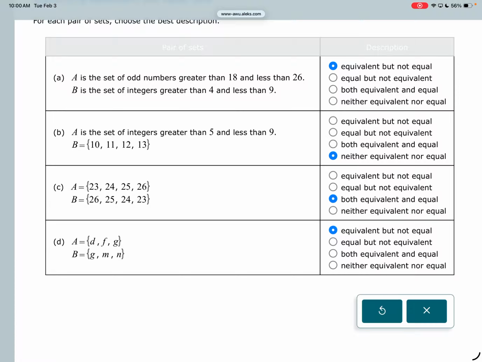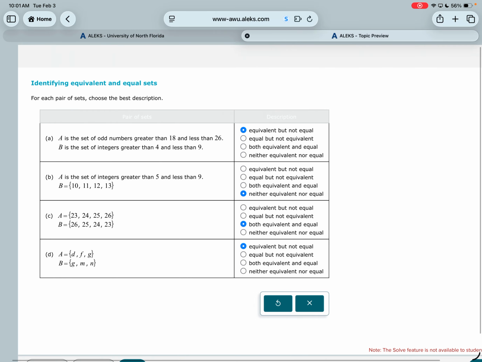Equivalent but not equal. They're not the same, obviously. One's D, F, G, the other's G, M, N. But they both have 3. Their cardinality is 3 for both of them, so they're equivalent but not equal.